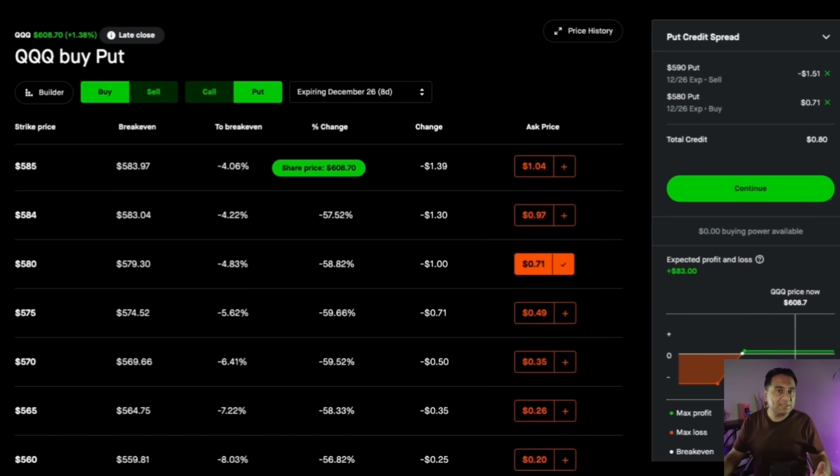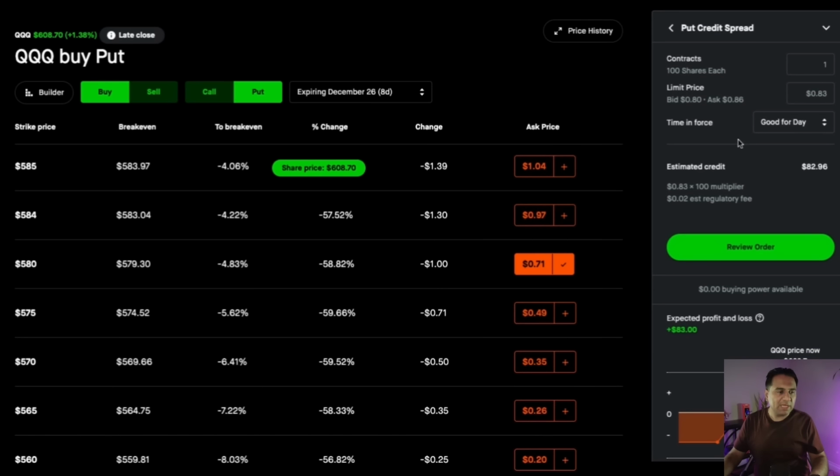But at the same time, I feel much more confident in my trade because now I believe that I have a higher chance of this being a winning trade. So keeping that in mind, I'm going to hit continue. And as you can see, the estimated credit right now is $83.